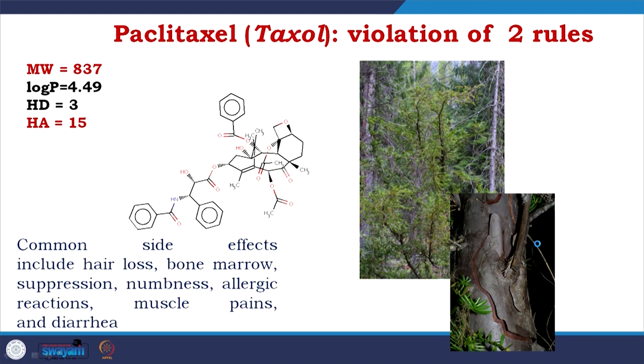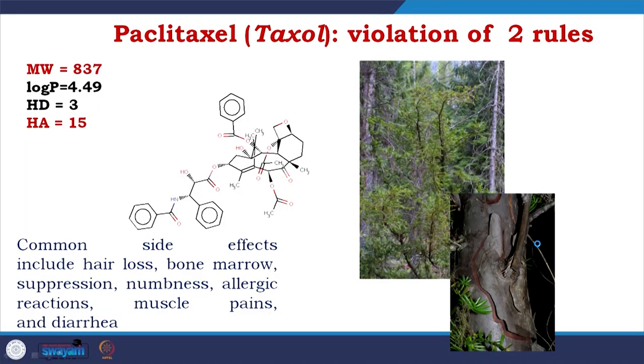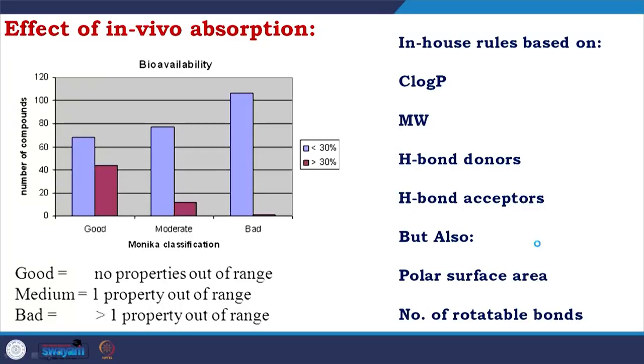But it is true that this drug has common side effects including hair loss, bone marrow suppression, numbness, allergic reaction, muscle pains and diarrhea. So that again tells you, why do you use this? Because it is a very effective anti-cancer drug. But that does not mean it is side effect free, which again proves the importance of the in silico model established. So, we have seen the in vitro effect.